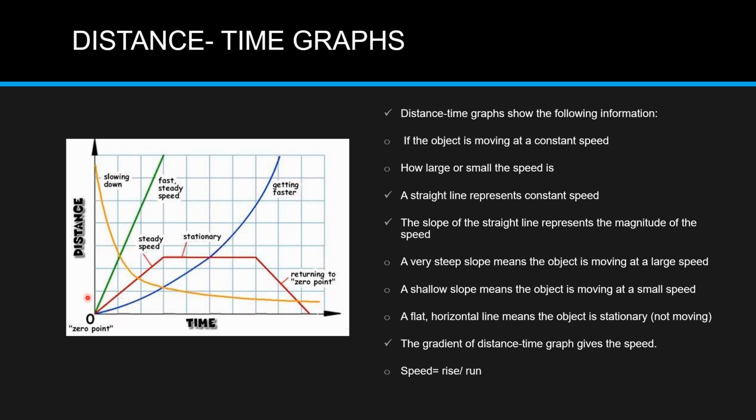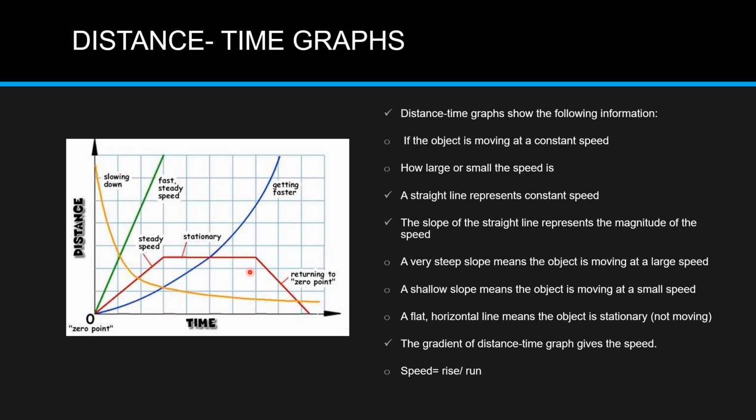So as you can see, the green line is a very steep line, so it has a greater speed. That means the vehicle or the person is moving at a very fast speed. However, the red line has a bit shallower slope. It means that the object is moving at a smaller speed. And when the line is horizontal, which is this part, it means that the object is stationary, it is not moving, it has a speed of 0.